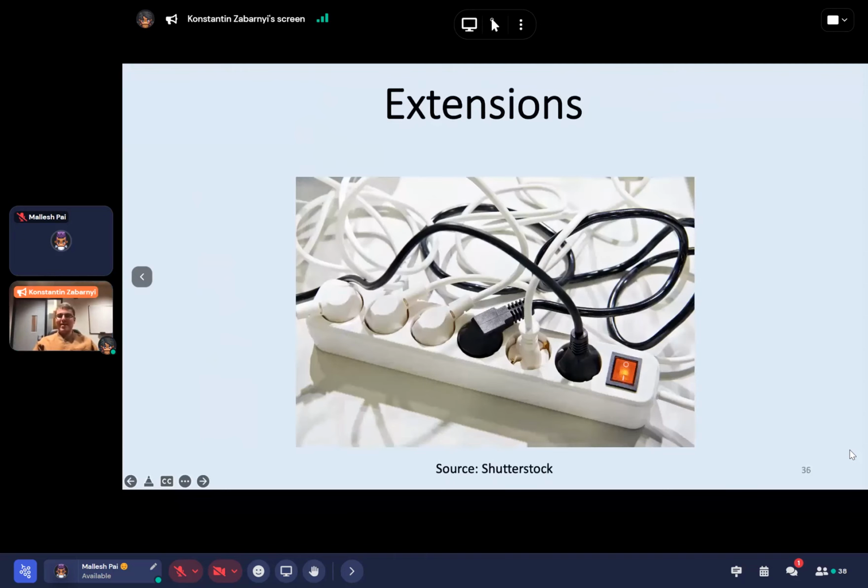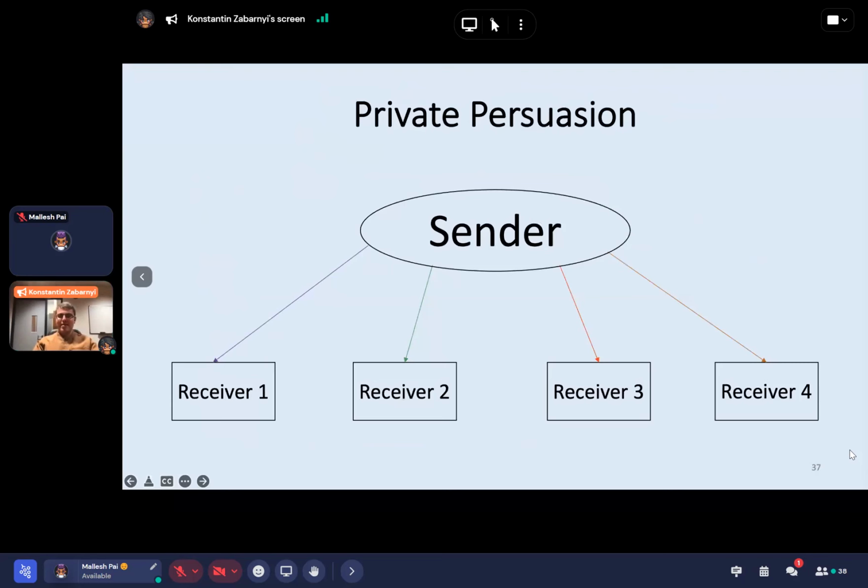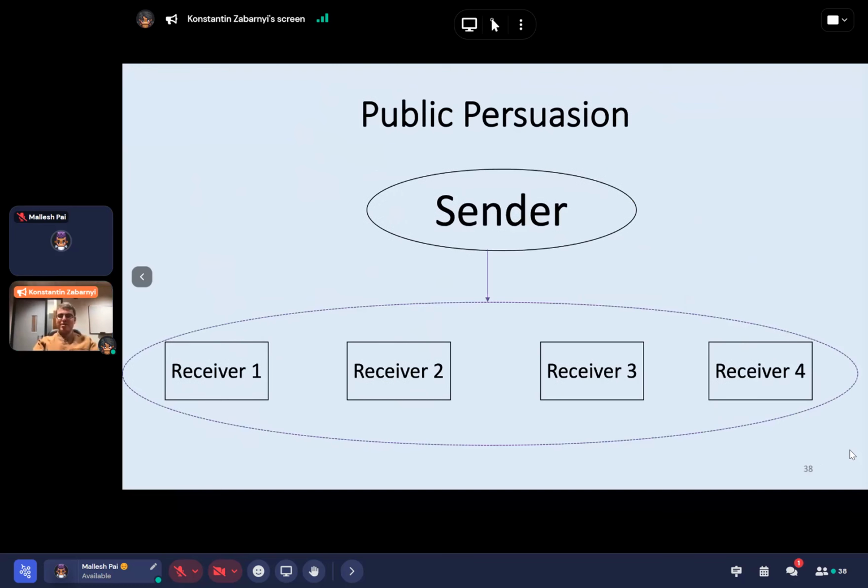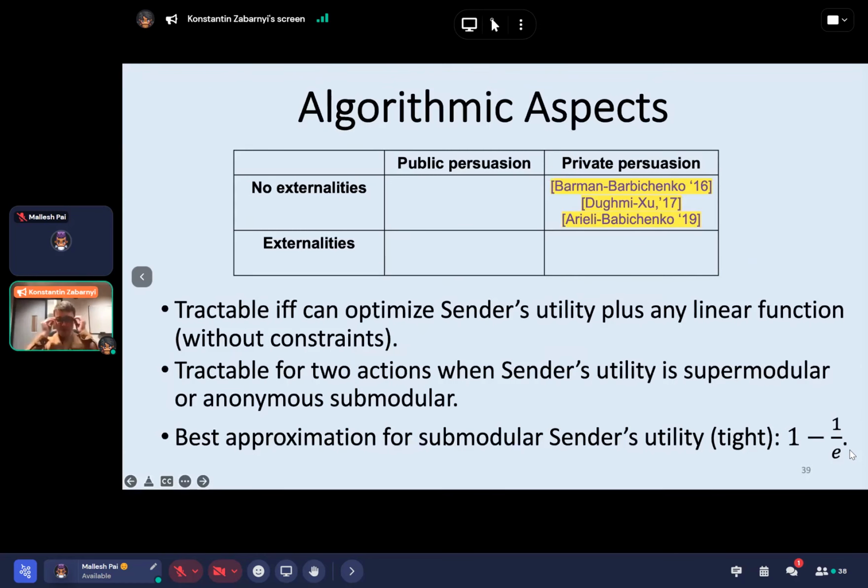And there are many extensions of the basic setting. So arguably the most common ones are for multiple receivers. So either you study private multi-receiver persuasion, in which the sender is allowed to communicate privately with different receivers, or public persuasion, in which the sender is forced to reveal exactly the same information to all of them. And when you're talking about algorithmic aspects, you should distinguish between the setting without and with externalities.